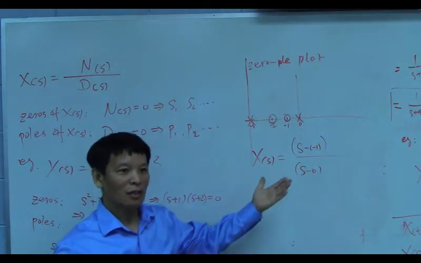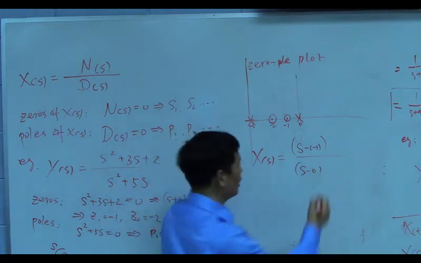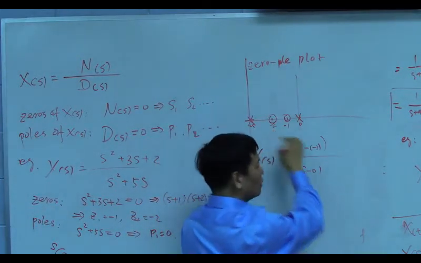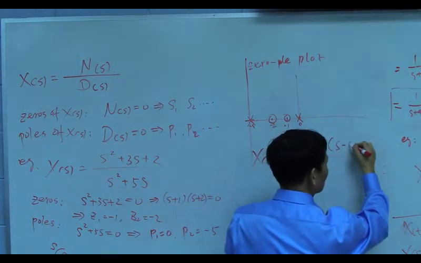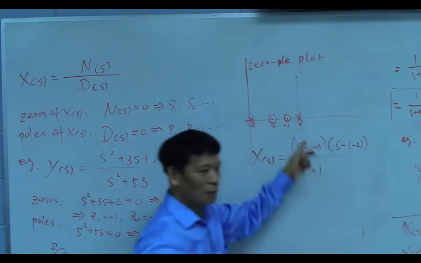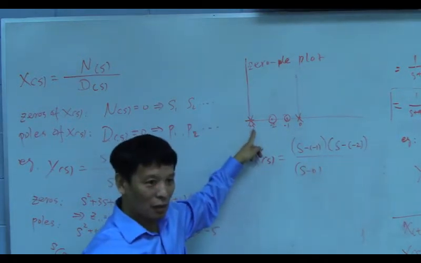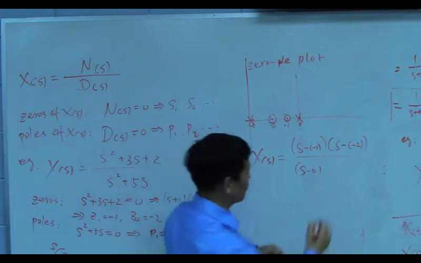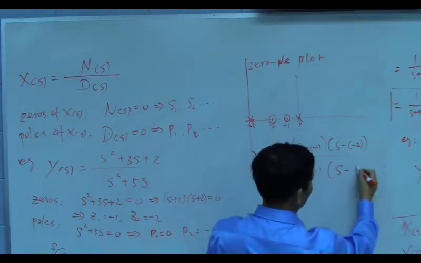Right? S minus -1, actually s plus 1. And this one is another zero, so that will be s minus -2 here on the top. And this one is a pole, so it will be on the bottom. So that will be s minus -5.